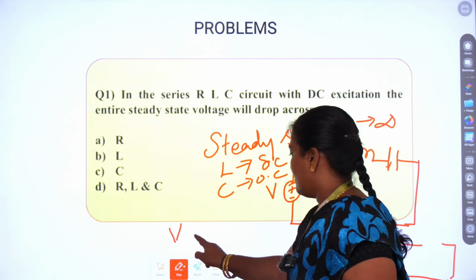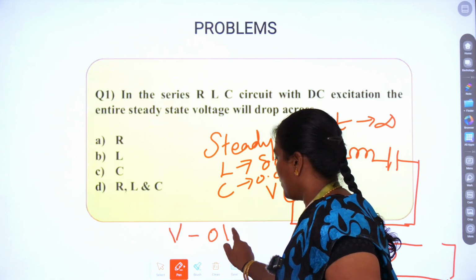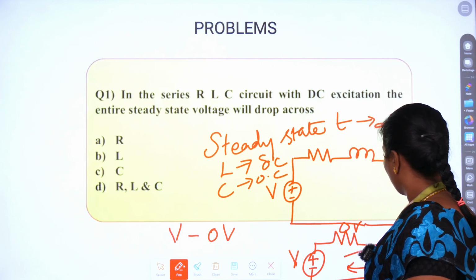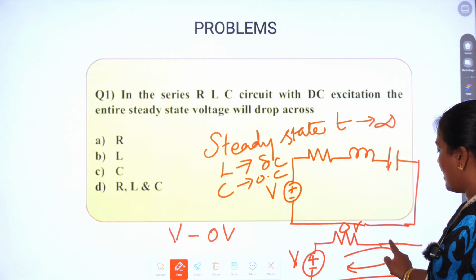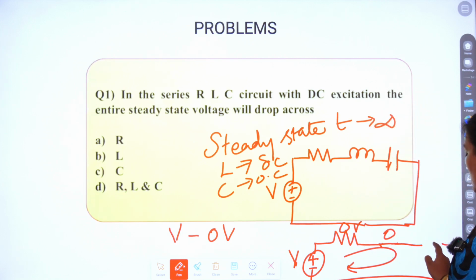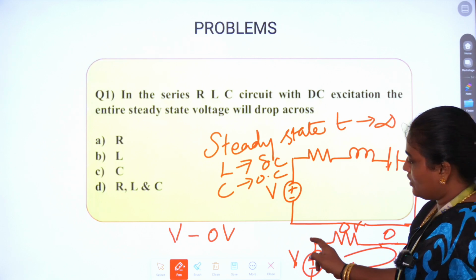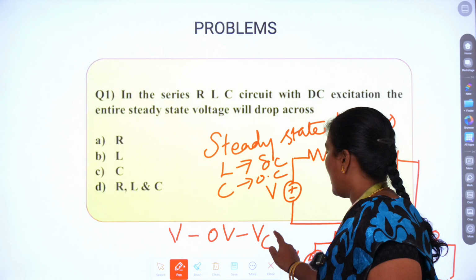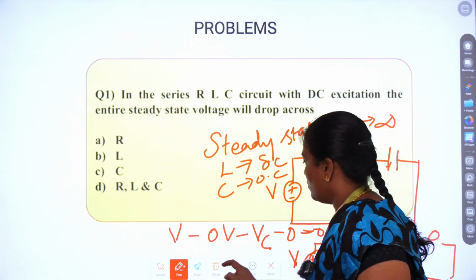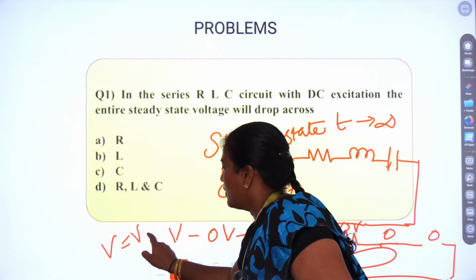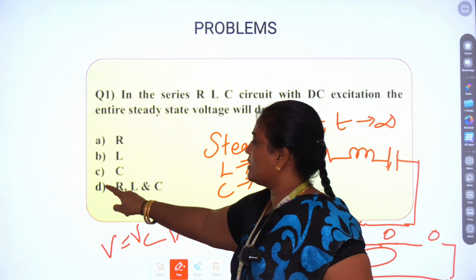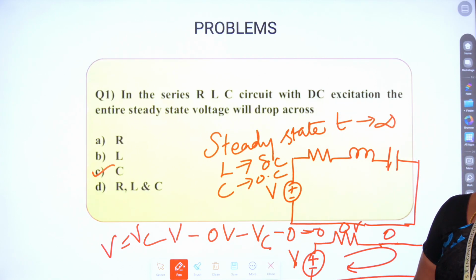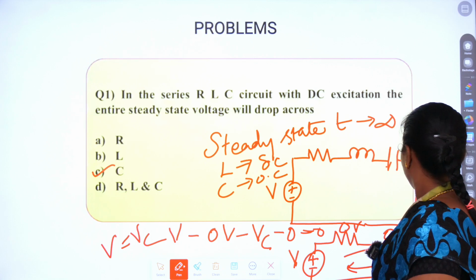When I apply KVL, it is V minus 0 V. For the resistor you will have 0 voltage, the short circuit is also 0, and the open circuit, so you will have VC minus 0, which is equal to 0. So I can say that V is equal to VC. So the answer is that the voltage will drop across the capacitor.